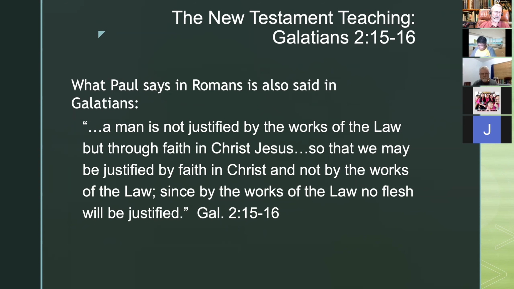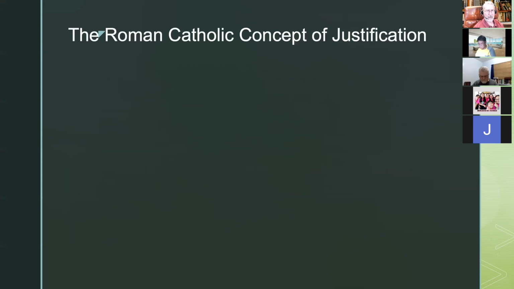Okay, what's he saying there? He's saying essentially the same thing that he said in Romans. We're not justified by works, but rather by faith. We're justified by faith in Christ, not the works of the law. Doing good works of the law is not the way to earn salvation. It can't be done. The Roman Catholic concept of justification needs to be examined for just a couple of slides.